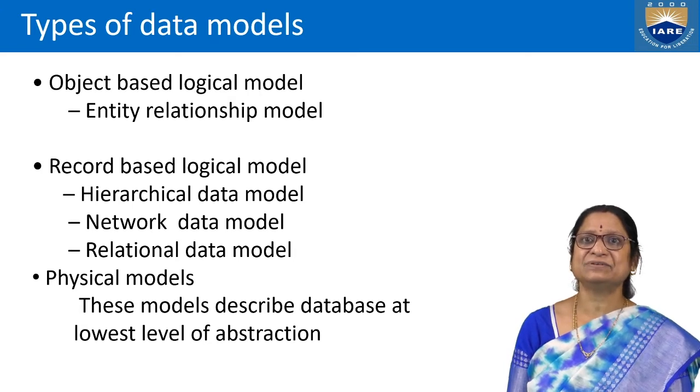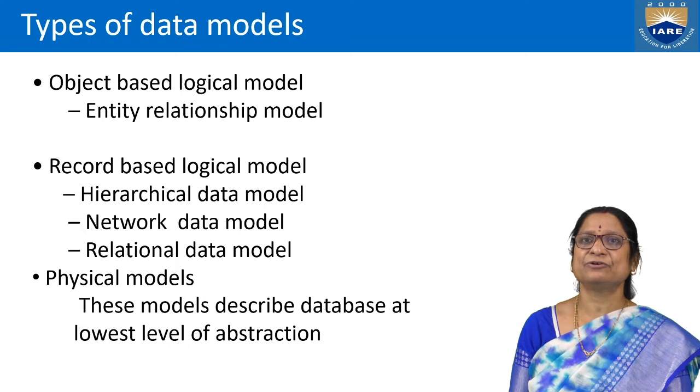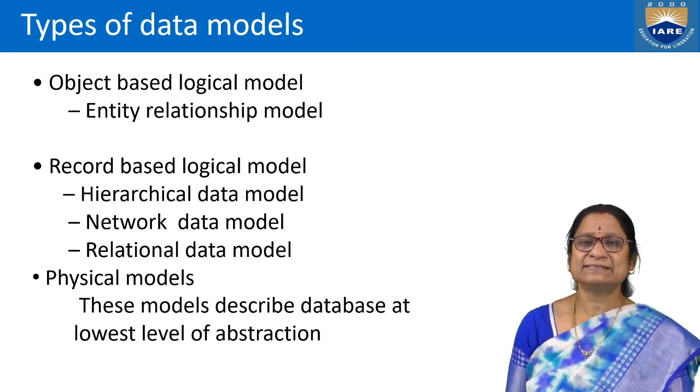And the third category is the physical model. These models are used to describe the database at the lowest level of abstraction. Lowest level means while implementing in your secondary storage device. These types of models are considered there. Right? Now we'll discuss one by one.